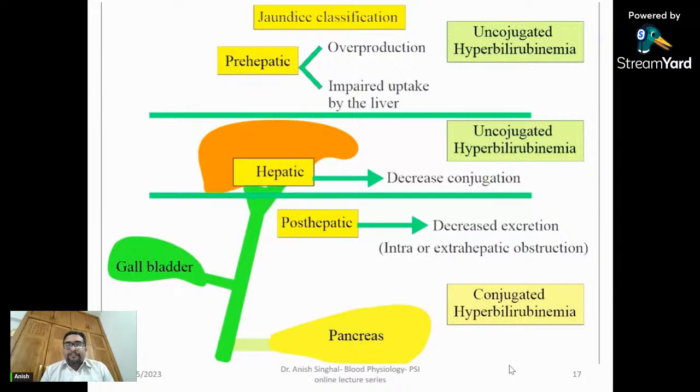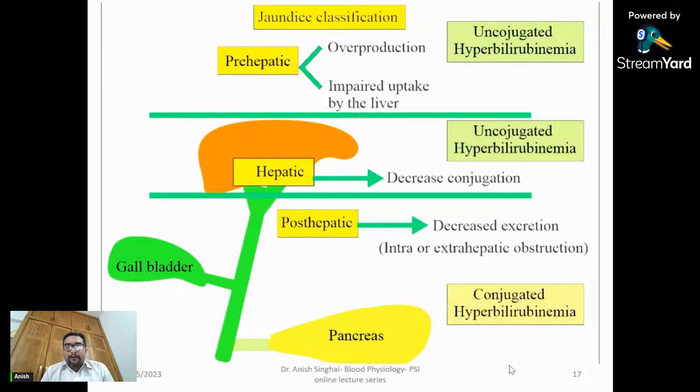If the cause is a blockage in the duct that transports the bilirubin from the liver towards the intestines, if that duct is blocked because of gallstones or other stones, then that leads to obstruction in the outflow. What will happen? The conjugated bilirubin starts getting deposited, and it spills over everywhere in the body, and yellowish discoloration again is seen. So the signs and symptoms would be yellowish discoloration and itching.